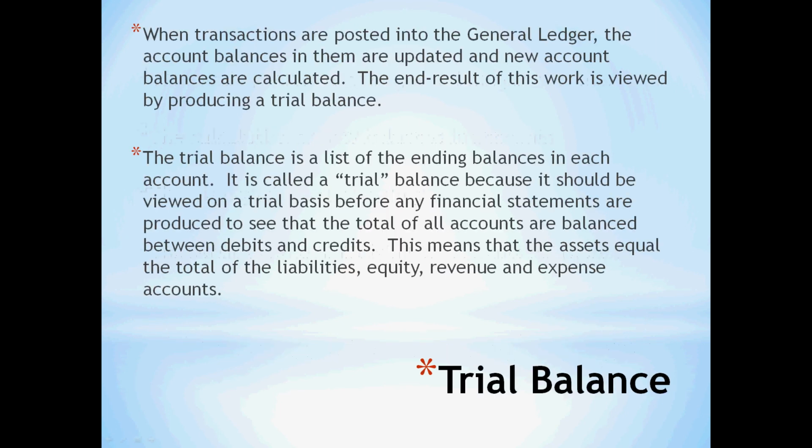When transactions are posted to the general ledger, the account balances are updated and new account balances are calculated. The end result of this work is viewed by producing a trial balance. A trial balance is a list of the ending balances in each account. It is called a trial balance because it should be reviewed on a trial basis before any financial statements are produced, to see that the total of all accounts are balanced between debits and credits. This means that the assets equal the total of the liabilities, equity, revenue, and expense accounts.